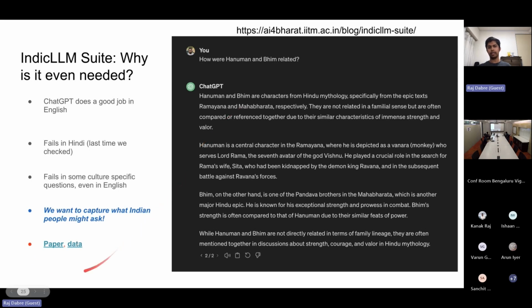Therefore, we came up with the Indic LLM suite. The paper and data links are over here at the bottom. I'll send the slides later.